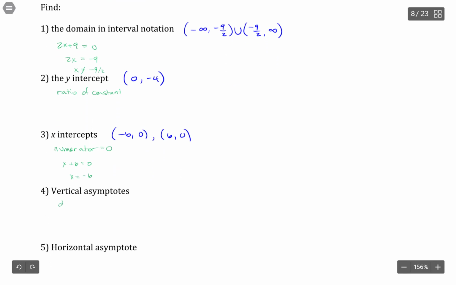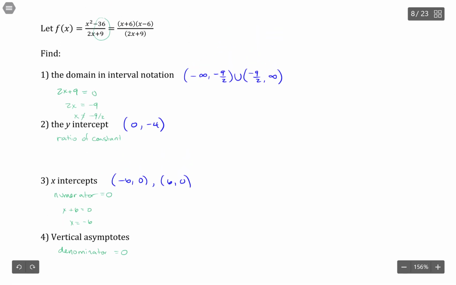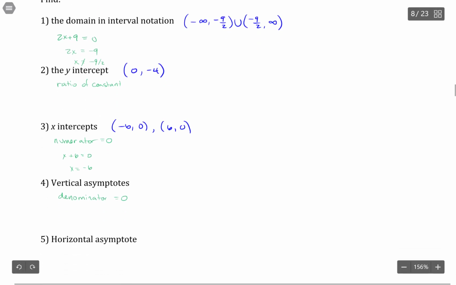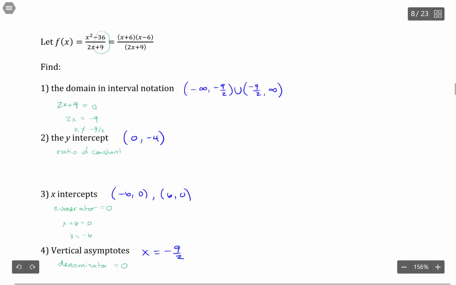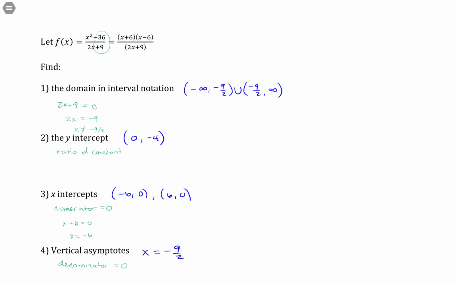Vertical asymptotes occur whenever the denominator is equal to 0. And the denominator is equal to 0 at this negative 9 halves. So I have a vertical asymptote at x equals negative 9 halves. It's the value that I'm trying to avoid from my domain.